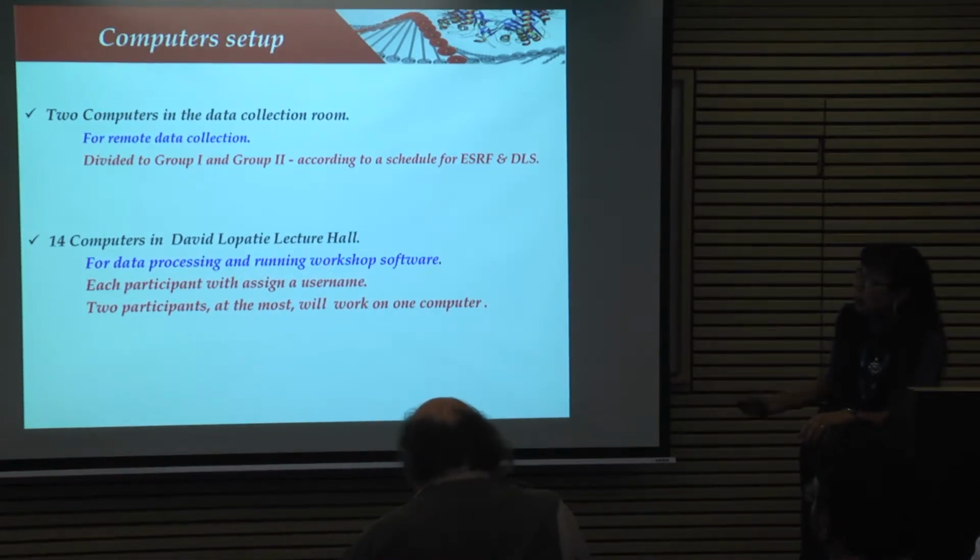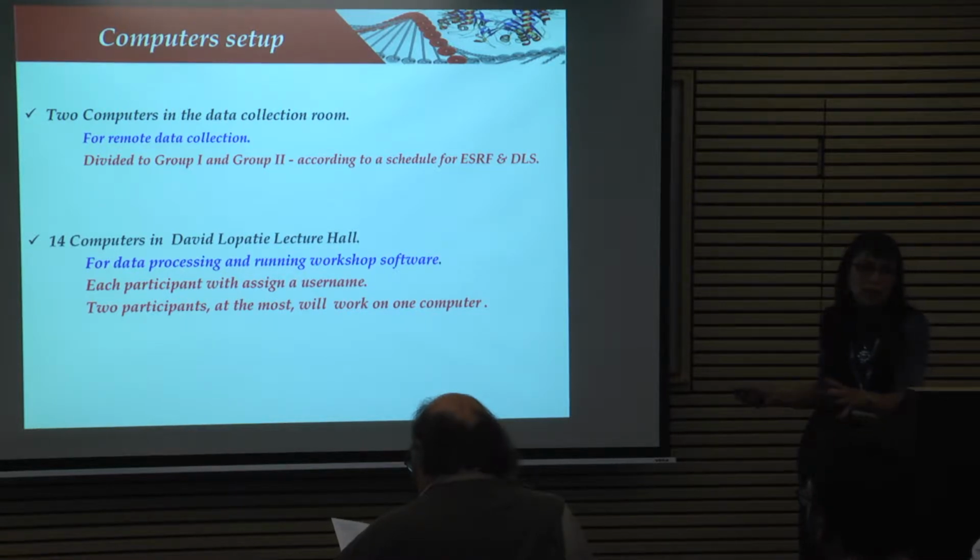In the big hall, we're going to have, like I said, 14 computers for data processing and so on. Each two people will share one computer. We do not want to tell you which one. If you see a free computer, you can work. And if there is no free one, just join one of the students and work together, okay?